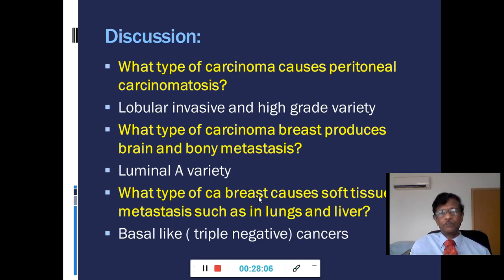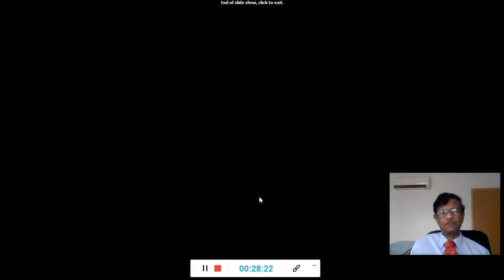What type of carcinoma of breast causes soft tissue metastasis, such as in lungs and liver? I don't know. It is the basal-like carcinoma that I have discussed. That is the triple negative. All hormone receptors, ER, PR, and HER2 receptors are absent in these cases.